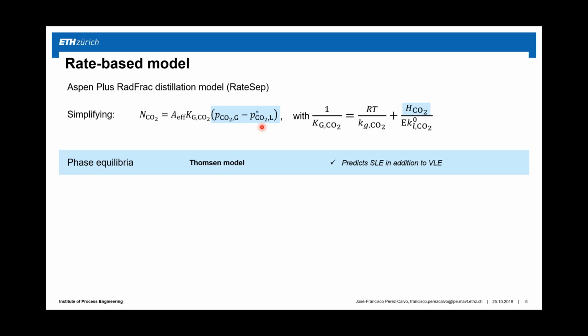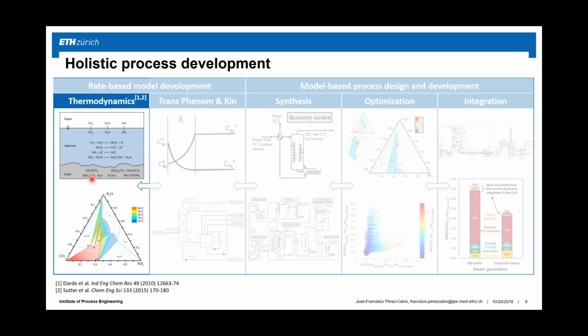The phase equilibrium is predicted by a Thomsen model developed by Kaj Thomsen's group at the Technical University of Denmark, which not only predicts very well the vapor-liquid equilibrium for the CO2 ammonia water system, but is also very good in predicting the solid-liquid equilibrium. Indeed, the Thomsen model is able to account for the 5 different solids that can be formed in the CO2 ammonia water system. With this thermodynamic model, we build phase diagrams that we use in order to identify the feasible range of operating conditions of the process at which solids will not be formed.